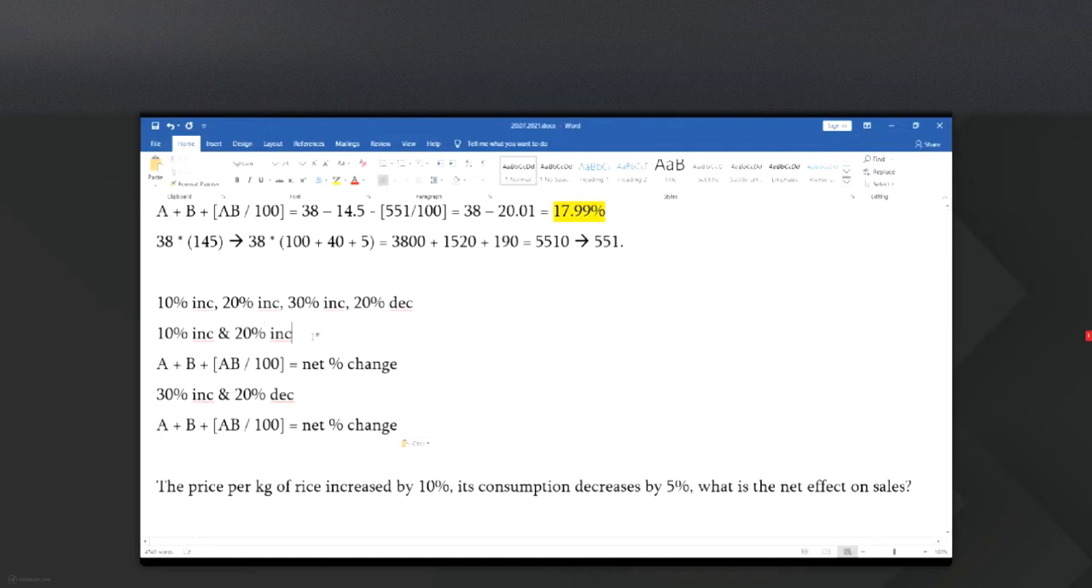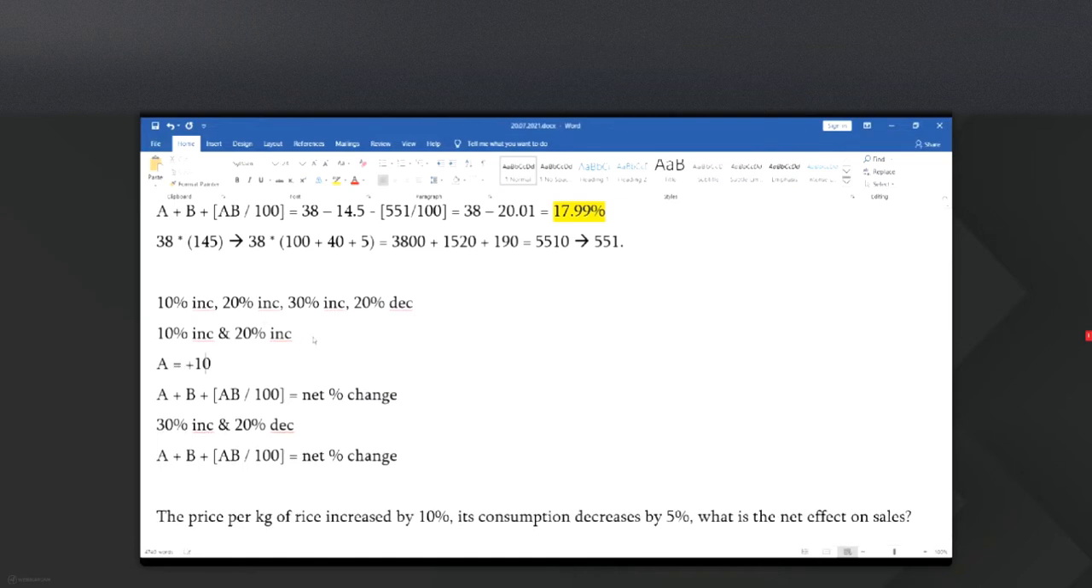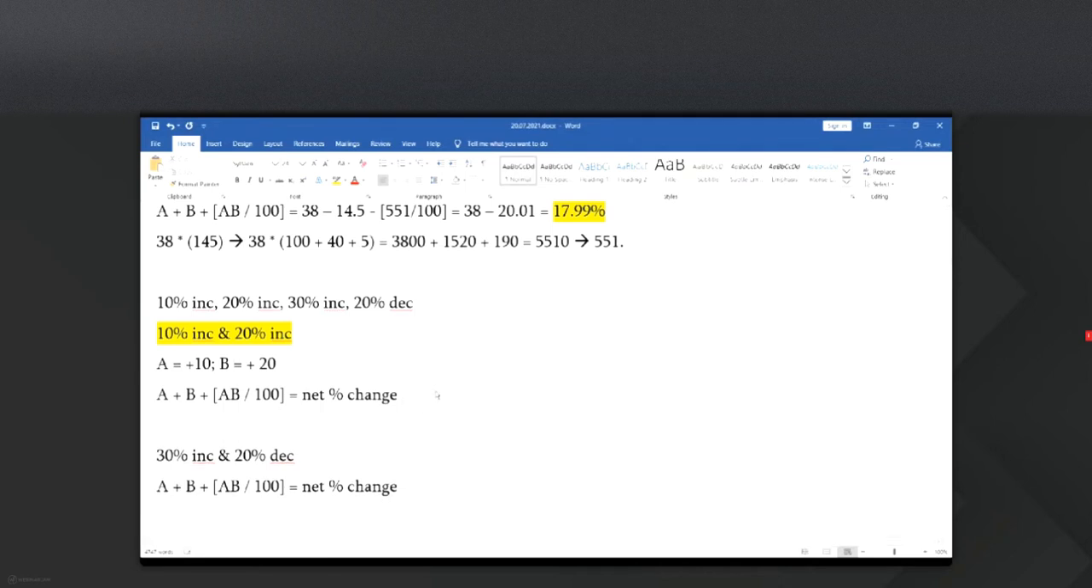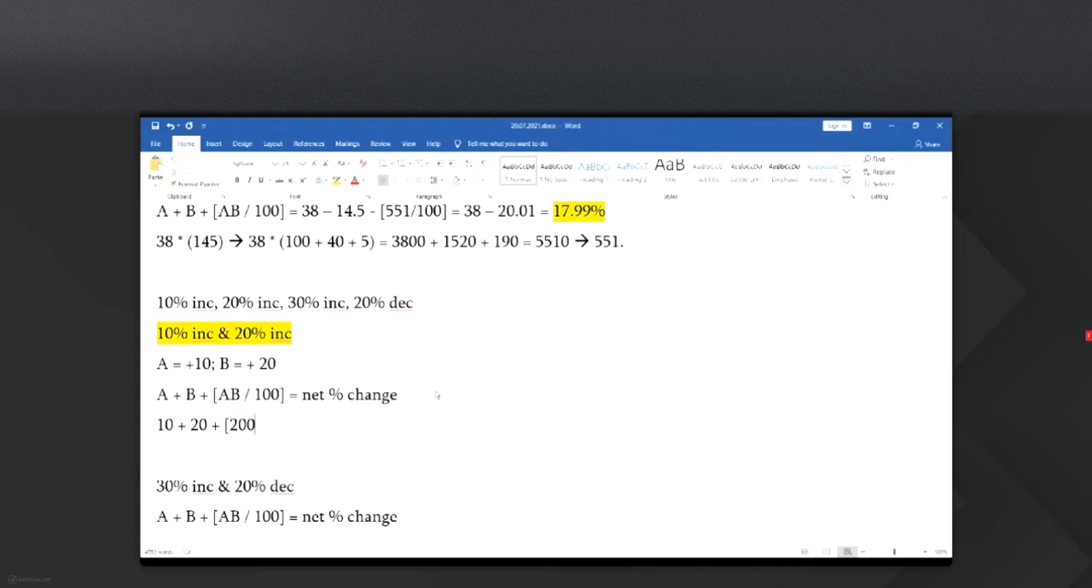So here A value will be equal to plus 10, and B value would be equal to plus 20. For a 10% increase and a 20% increase, what do these two increases equal to in terms of increase? You put it here, and you will get the net percentage change. So this would be 10 plus 20 plus 10 into 20 is 200, divided by 100, which will give me 32 percentage.